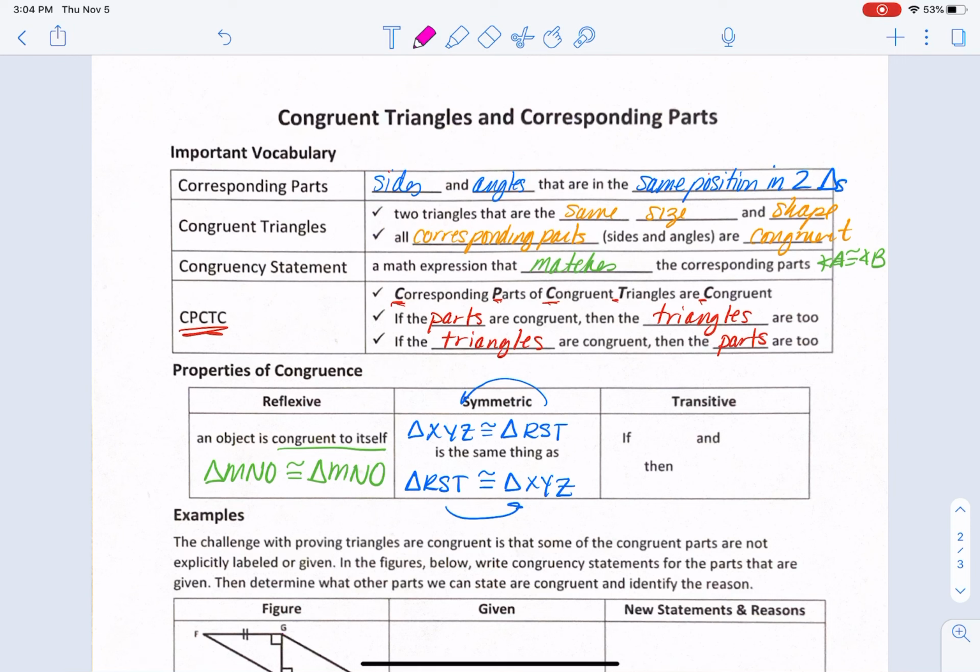The transitive property, trans being across, transfers value across angles. So we say if angle A is congruent to angle B, and then I can prove that angle B is congruent to angle C, I can say that angle A is congruent to angle C.